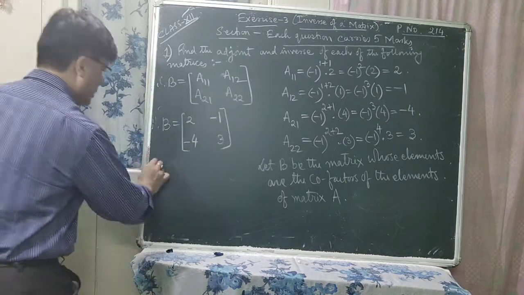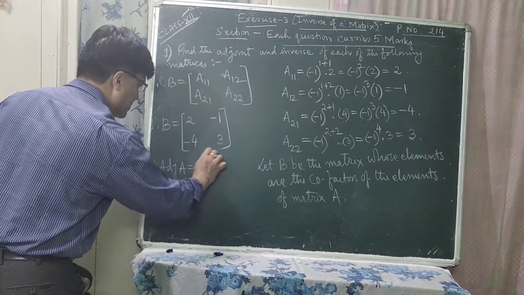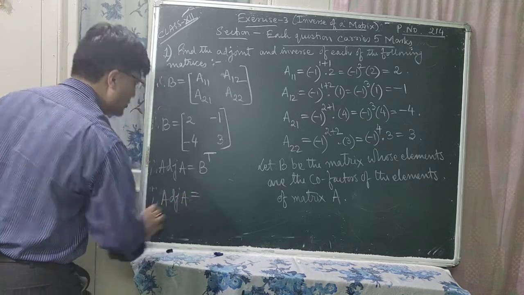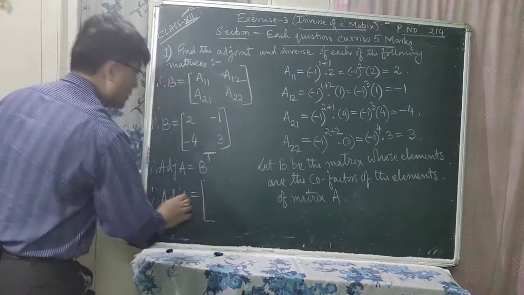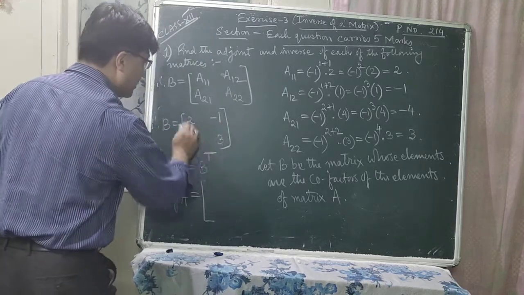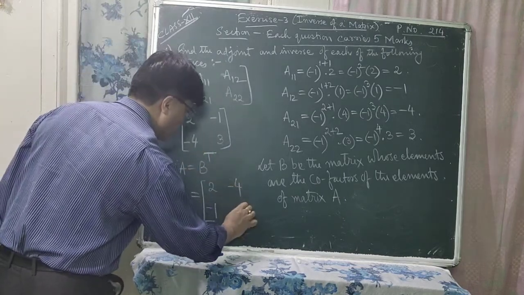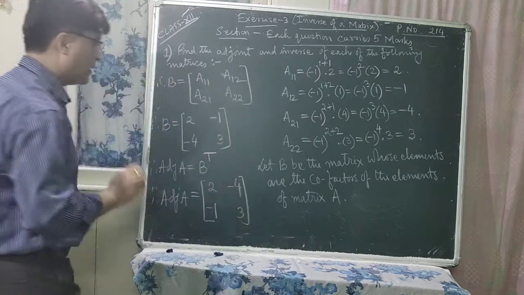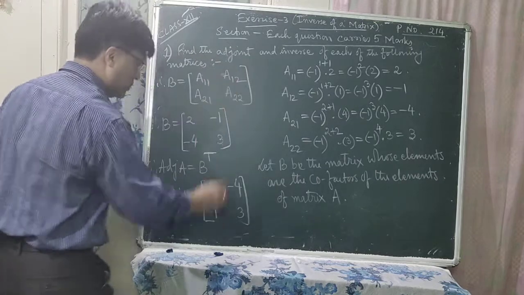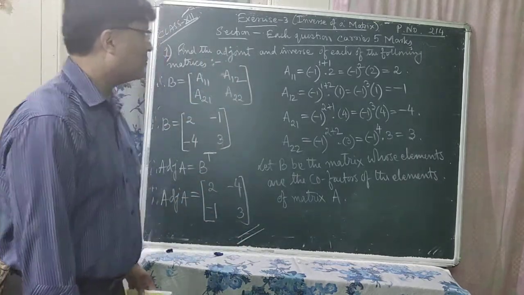So now, what is adjoint of A? Adjoint of A is equal to B transpose. That is ADJ A is equal to, what is B transpose? So in matrix B, you have to change rows into columns and columns into rows. That means this first row becomes the first column out here, 2 minus 1 and minus 4, 3. So I think you have understood it. So this is the adjoint of A. So we have got the adjoint of the given matrix. So this is the answer. So I think you have understood it.